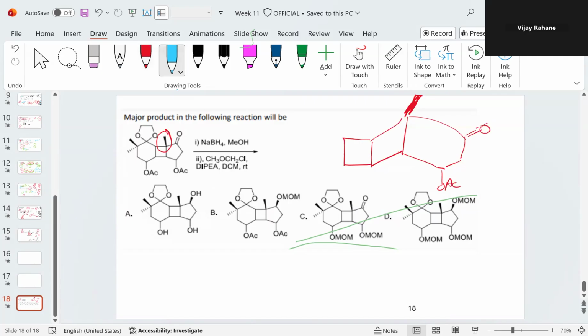The first assumption here is that this bulkier methyl group is on the top side. So this hydride can attack from the bottom side, so that we get this hydroxide directing upward. Another step is the MOM protection, MOM chloride protection. So basically, what we get.